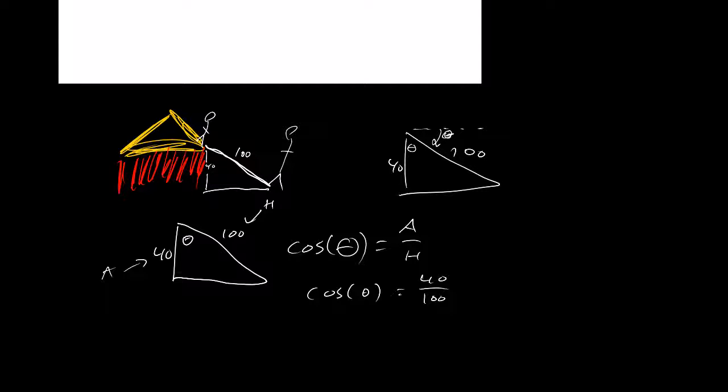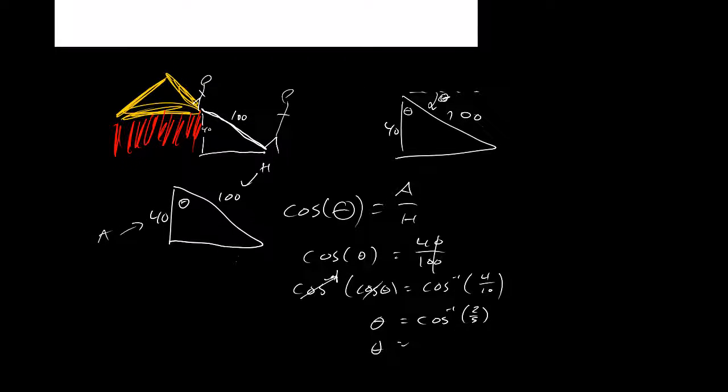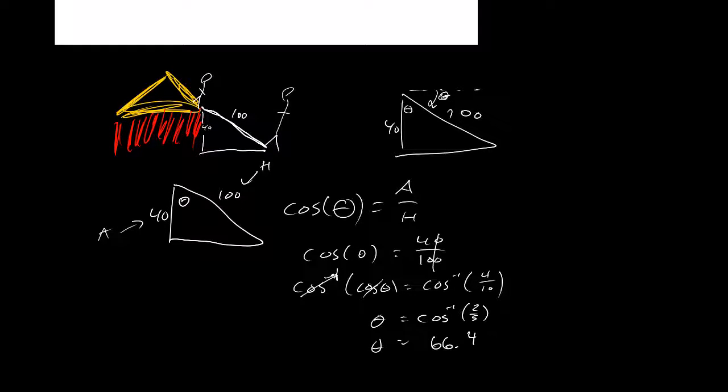To find this, we're going to take the inverse of both sides. So cosine inverse of cosine theta is equal to cosine inverse of 4/10. I just got rid of a 0 there. These cosines cancel out. We have theta is equal to cosine inverse of 2/5. Did another cancellation there. So pull out your calculator. Cosine inverse of 2 divided by 5. And I get theta is equal to 66.42.